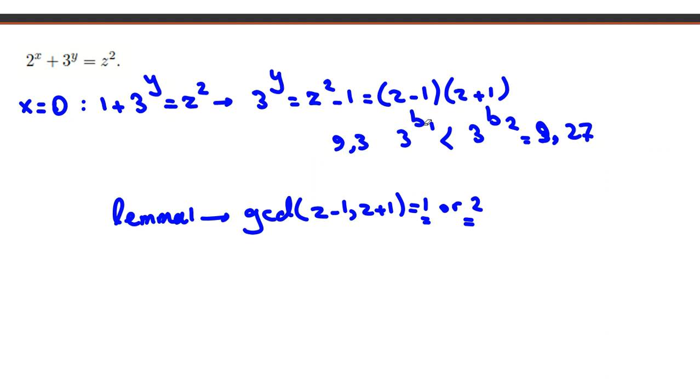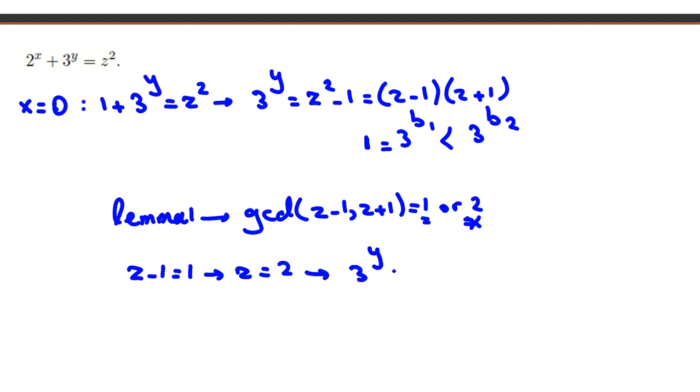So we conclude the smaller one should be what? Because the greatest common divisor of them is 1. 2 is impossible because they are 3 to the power of something. They are odd numbers, so it can only be one number. It is 1, 3 to the 0. So we conclude that z minus 1 is 3 to the b1, which is 1. So z is 2.